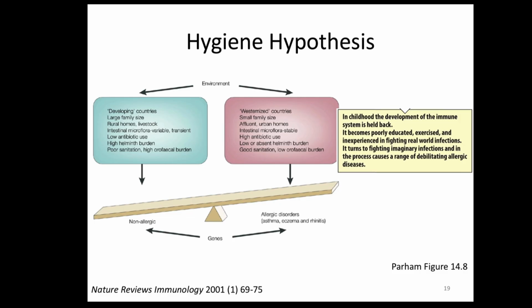And so the idea is that because you don't ever train Th2 responses well in childhood, your immune system doesn't learn how to make a correct Th2 response as part of this balance. It becomes poorly educated, exercised, and inexperienced in fighting Th2 infections. As a result, it turns to fighting imaginary infections, leading to a variety of allergies. Because you don't see enough Th2 pathogens or enough Th2 antigens early in life, your Th2 ability gets messed up and you have excess allergies.